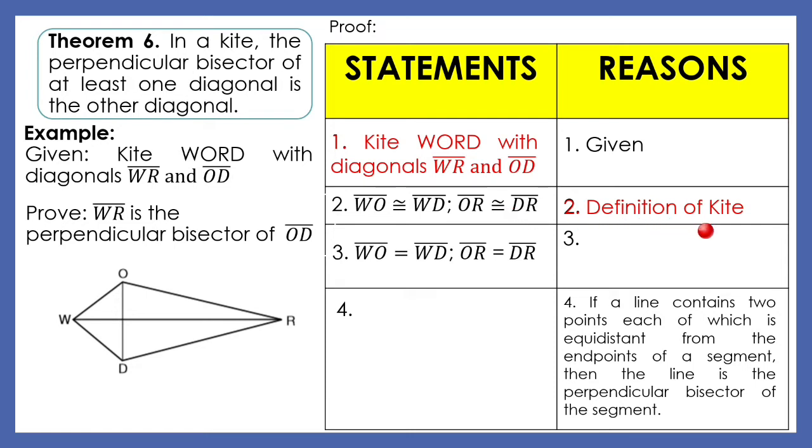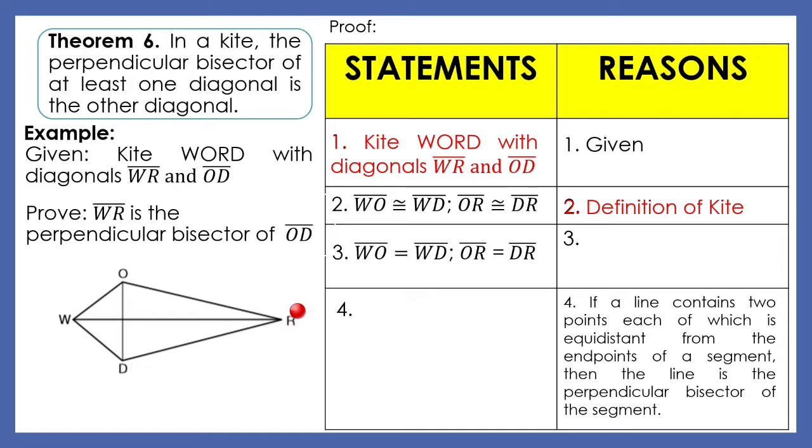Ang definition ng kite is a quadrilateral with two pairs of congruent and adjacent sides. Yung line segment WO ay congruent sa line segment WD. They are adjacent or consecutive sides and at the same time they are congruent. Line segment OR and line segment DR are adjacent sides. They are congruent. So, definition of kite.